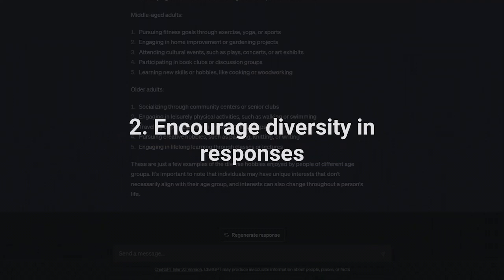2. Encourage diversity in responses. When debiasing prompts, consider how you can encourage a wider range of responses that account for diverse perspectives and experiences. This might involve modifying the question to be more open-ended or explicitly asking the AI to provide responses that consider different age groups, genders, cultures, or backgrounds.